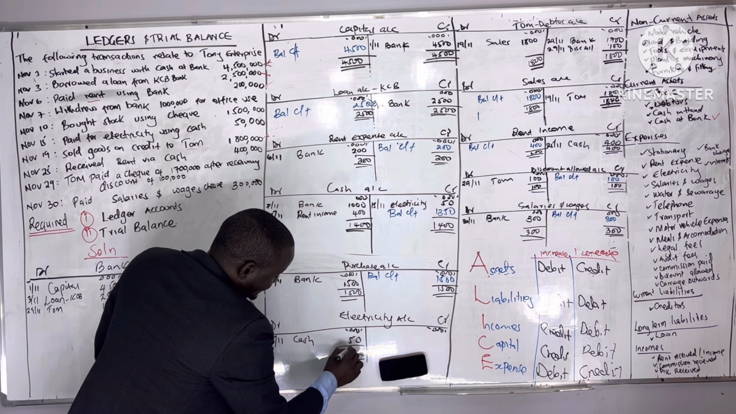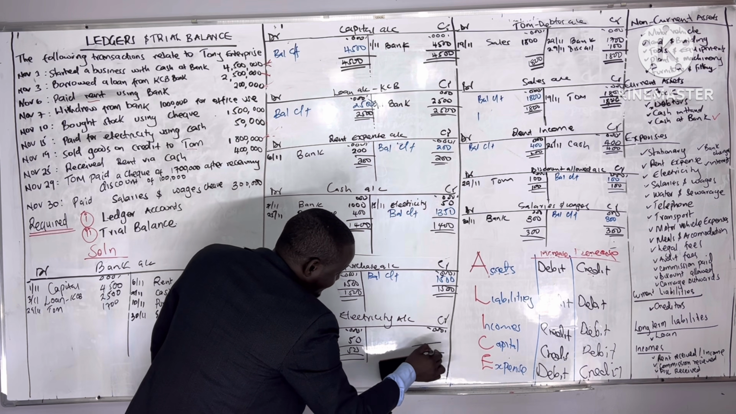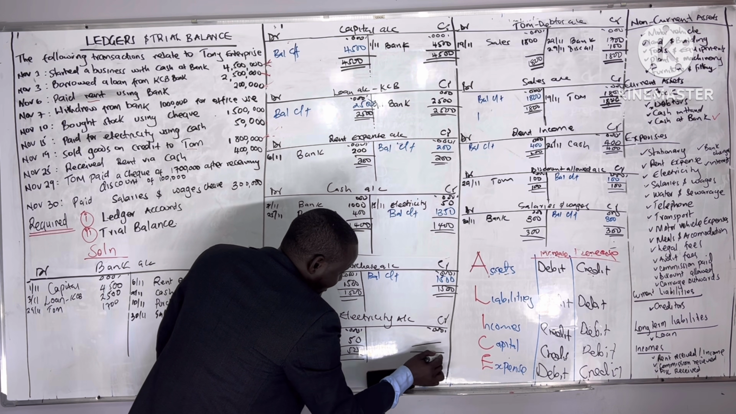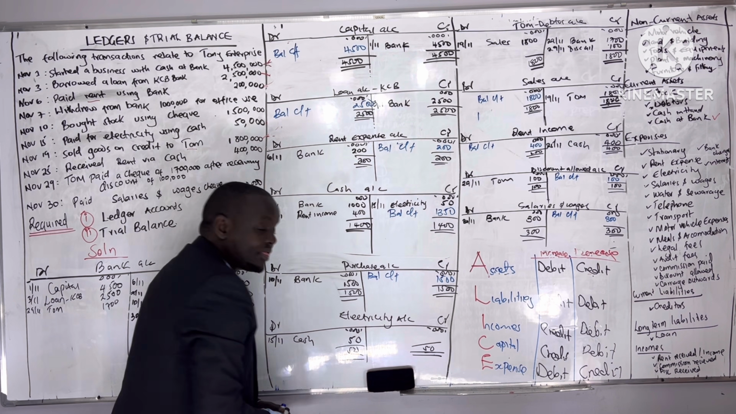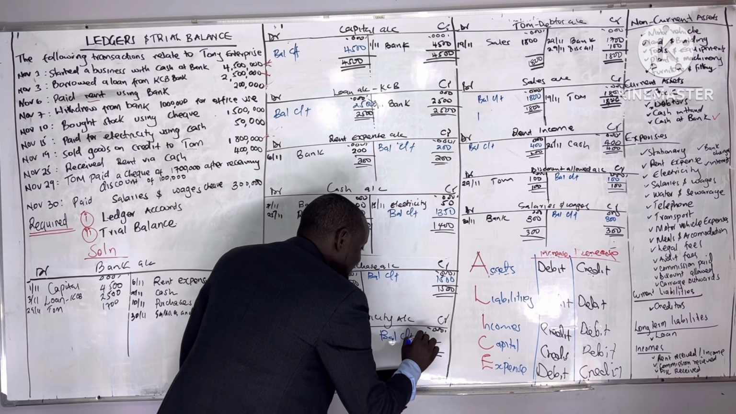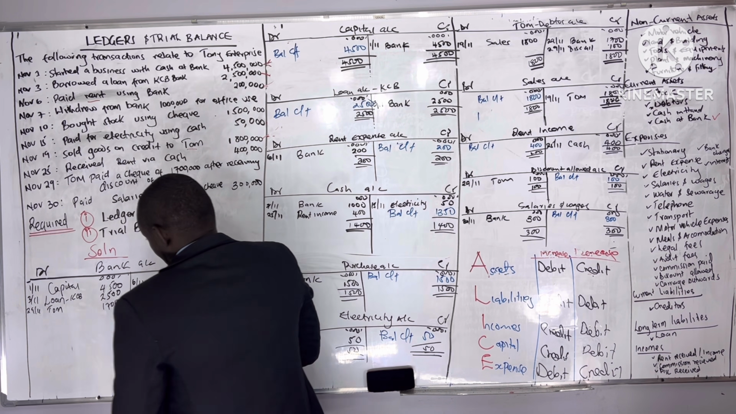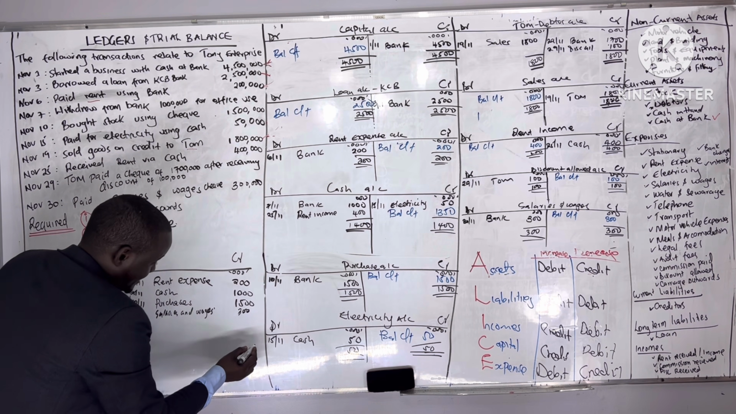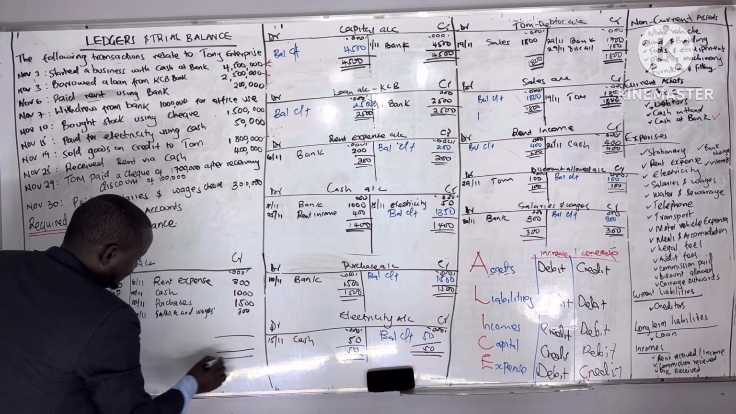This side, yeah, 50. I want to have 50 on this side. Therefore, again, balance carried forward is 50. Let's go to the bank account.